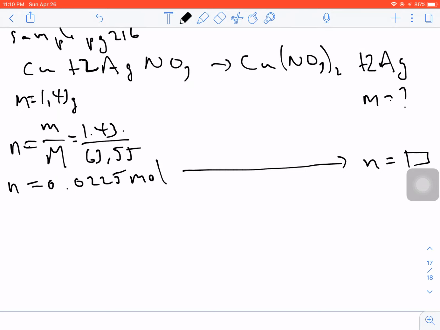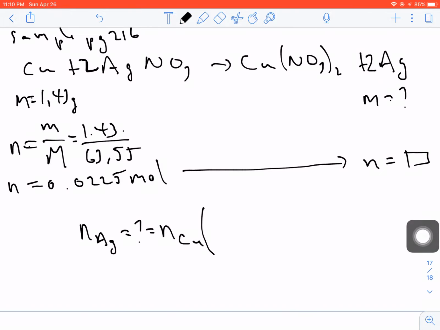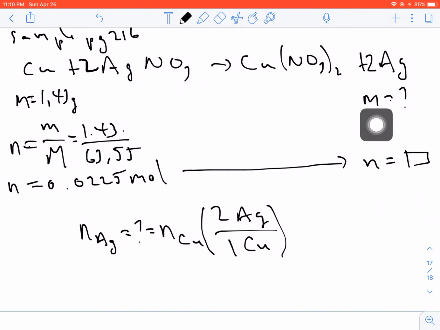Okay, so my unknown here is the number of moles of silver, right? I can see that over here. It's equal to the number of moles of copper, which is my known. I know how many moles of copper there are, 0.0255, times my mole ratio. My mole ratio says I always get 2 silvers for every 1 copper. Right? 2 silvers for every 1 copper.